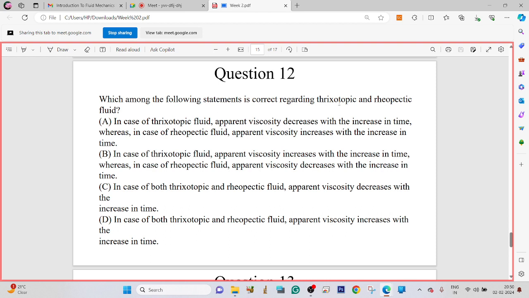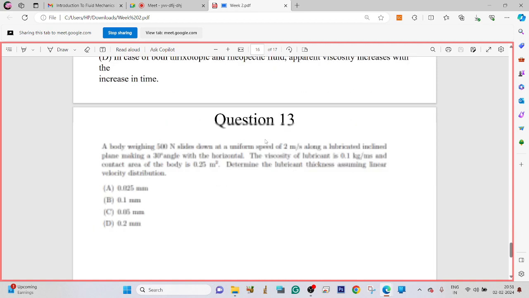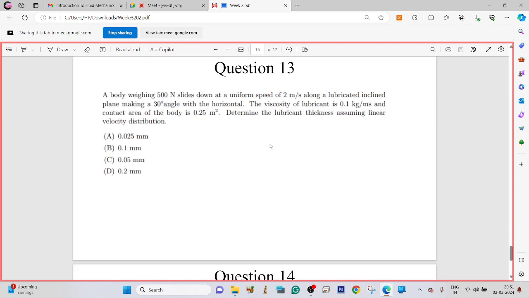Which among the following statements is correct regarding thixotropic and rheopectic fluid? Which one is thixotropic? Does the apparent viscosity decrease or increase? And the vice versa will be true for rheopectic. Decreases, ma'am. Rheopectic or thixotropic? Which one are you saying? Tell me the option. Which one do you think is true? A, ma'am. Yeah, correct. This also I think sir has taught you in class. Let's go to question number 13.